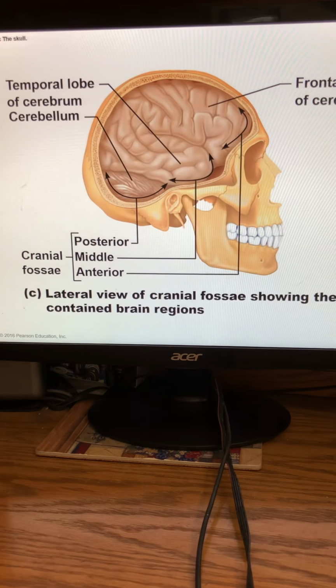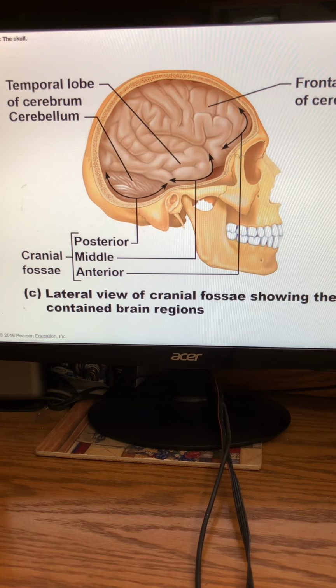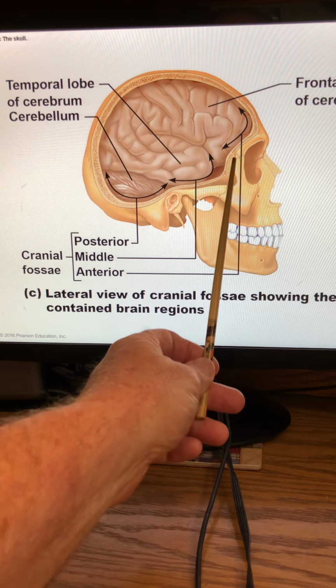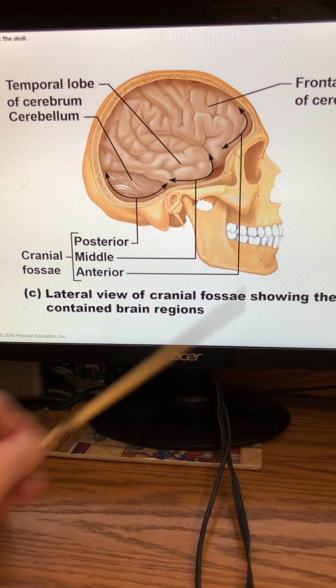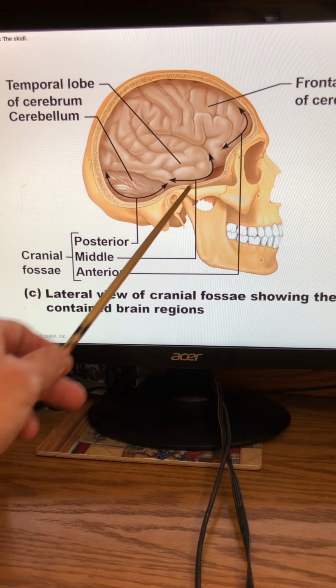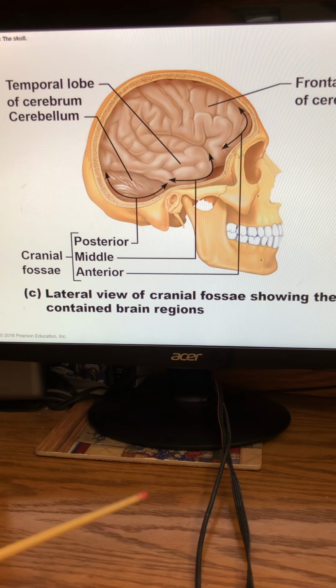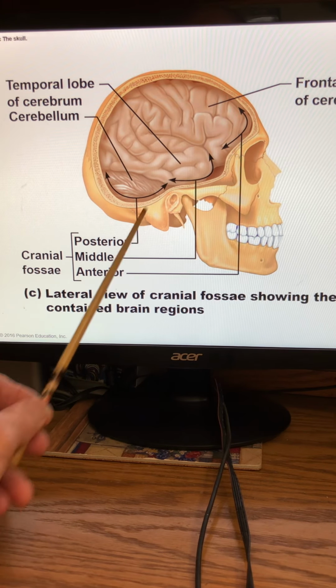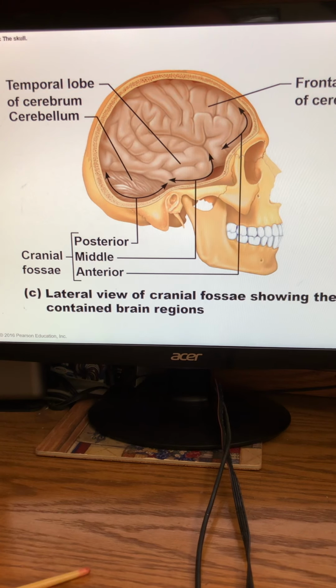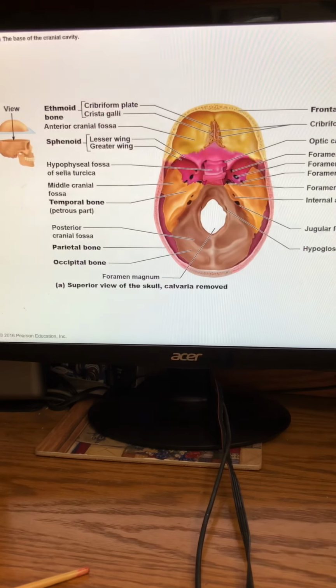And so looking at it from a lateral view, you can see that the frontal lobes are going to be supported by the anterior cranial fossa. The temporal lobes are going to be supported by the middle cranial fossa, and then the inferior or posterior portion of your brain and also your cerebellum are going to be resting in the posterior cranial fossa. So that's a good way to see those pictures there.